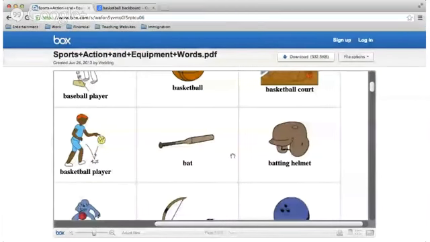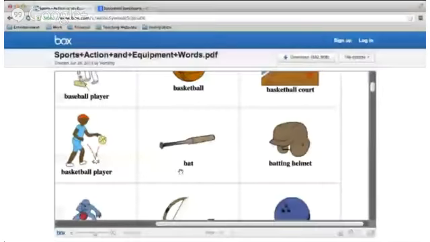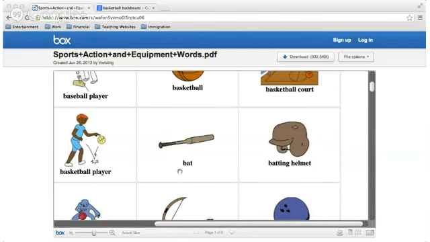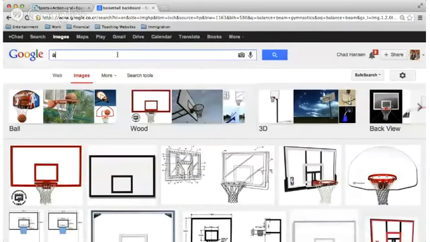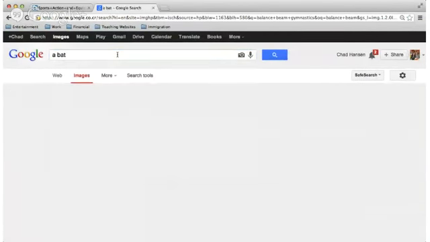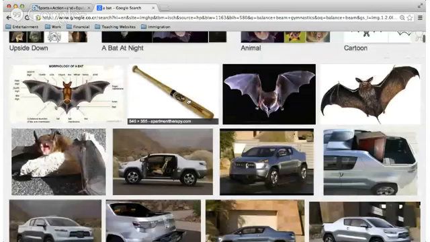Bat. We use it to hit the baseball. Okay. Yes. So a bat is used to hit a baseball. But wait a minute. Isn't there an animal that's also called a bat? Yeah, bat. This is a bat. What? Yes. Why, yes, there is. So this is a bat, and this is a bat.